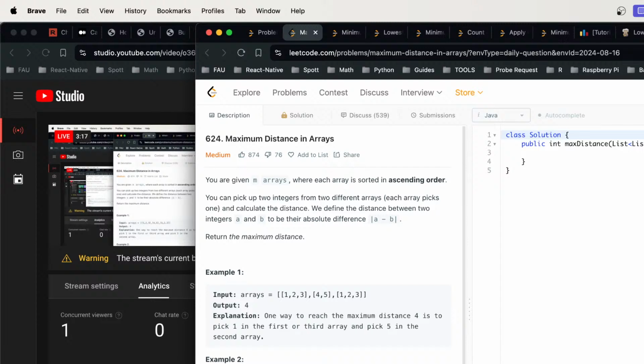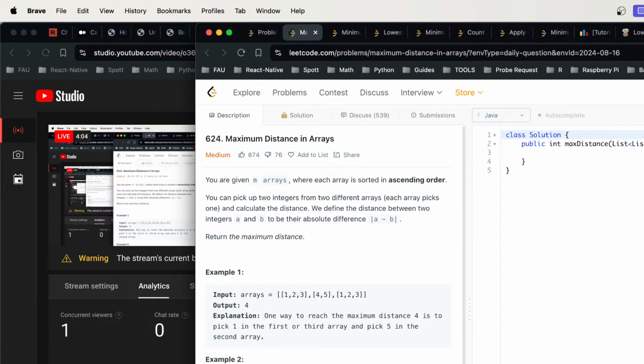So the first thing in my mind is we need to find the smallest. Oh, hold on a second. Two integers from two different arrays, which means I cannot pick two from the same array, right? So basically we need to find the smallest value among all the arrays and the biggest value among all the arrays, and hope that they are in two different arrays. And if they're the same, then we have to find... okay, how many do we have? 10 to the 5th. That's what we have. All right.